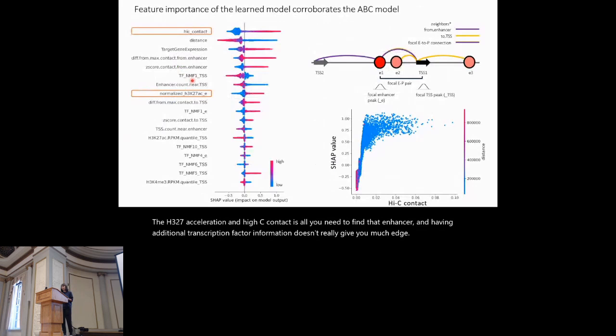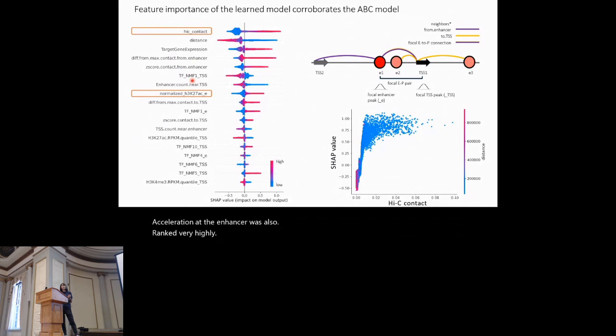We looked at some feature importance of our model to understand what factors are important. And generally, we found that the ABC model largely captures the most important factors in enhancer-promoter relationship. So the Hi-C contact was the most important factor in predicting positive enhancer-promoter pairs. And then H3K27 acetylation at the enhancer was also ranked very highly.